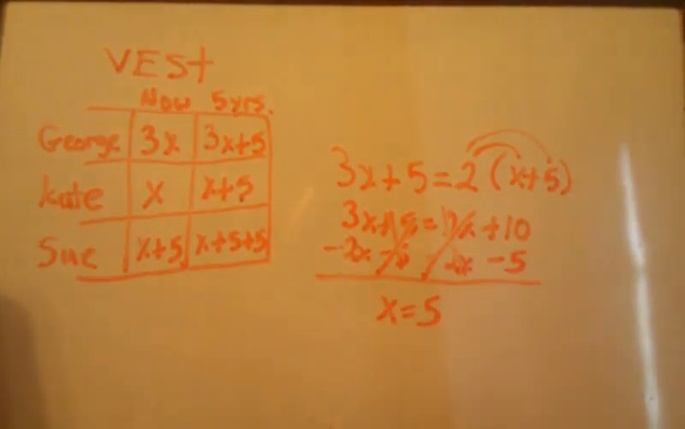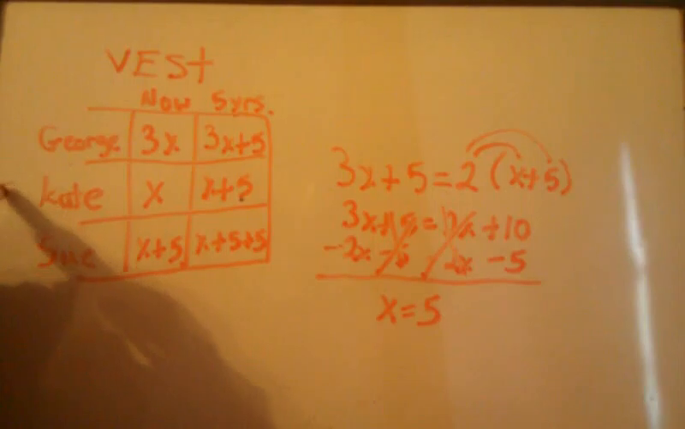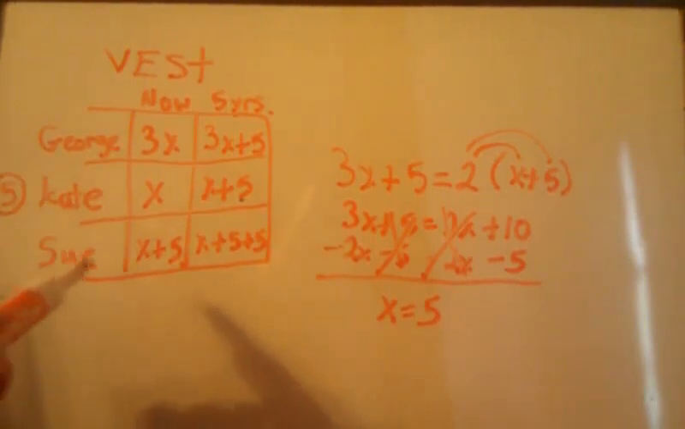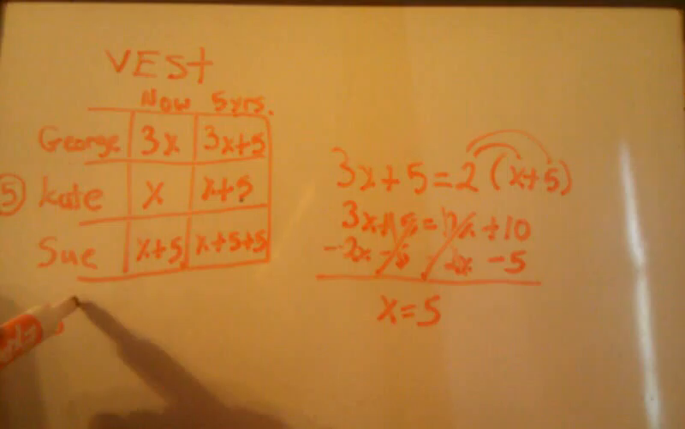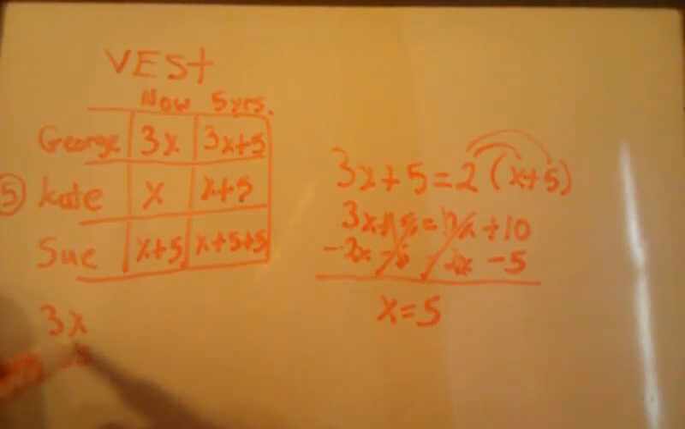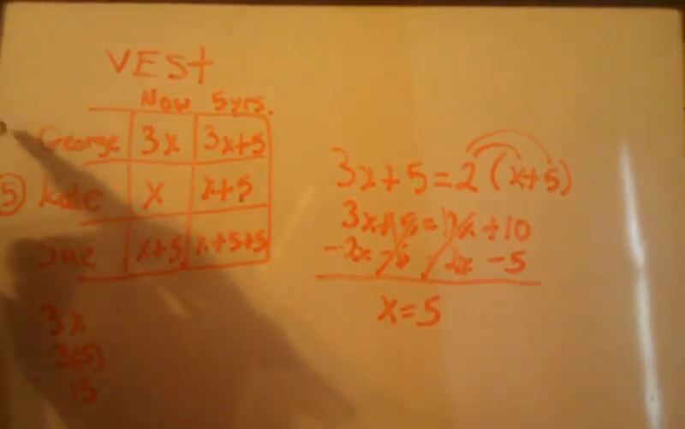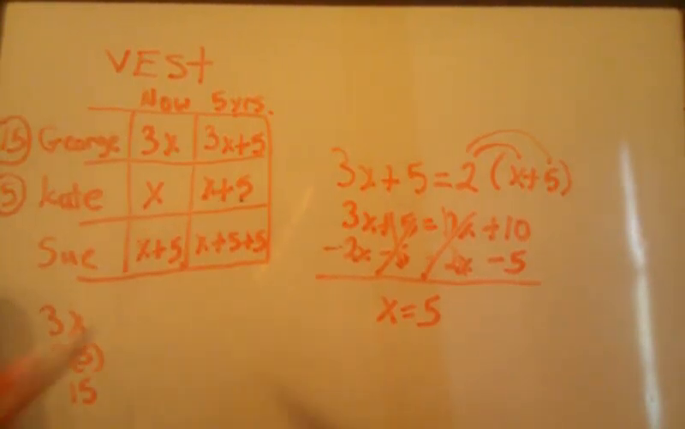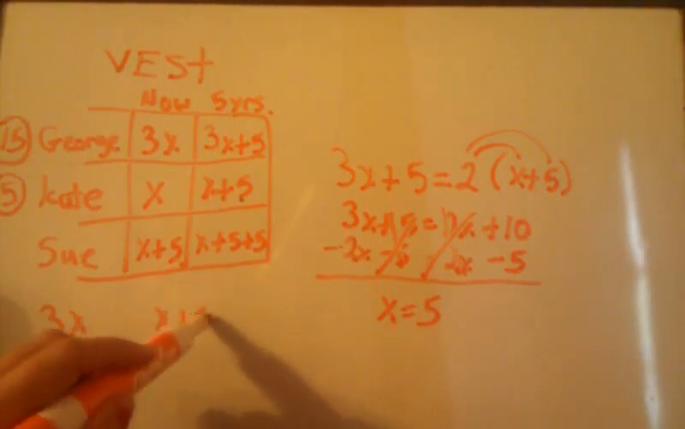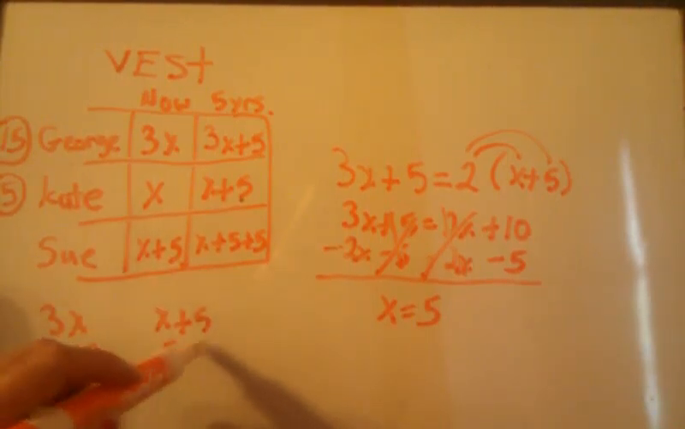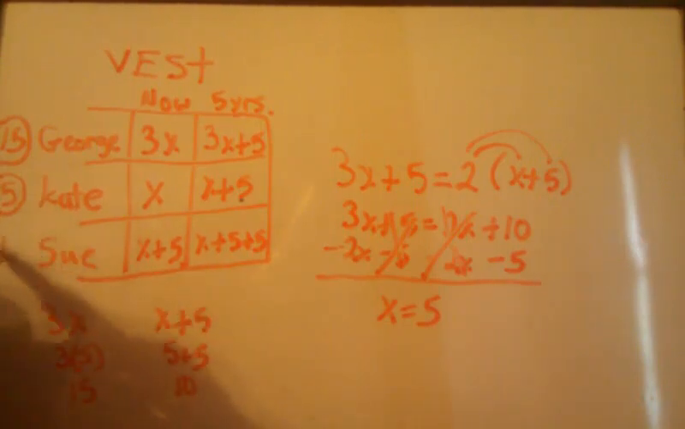Okay? Now what is the question? What am I looking for? How old are they now? It wants the age of all of them. Okay. Well, I know x is 5, so Kate is 5. George is 3 times x. 3 times 5, which is 15. So George is 15. Sue is x plus 5. So Sue is 5 plus 5. Sue is 10.